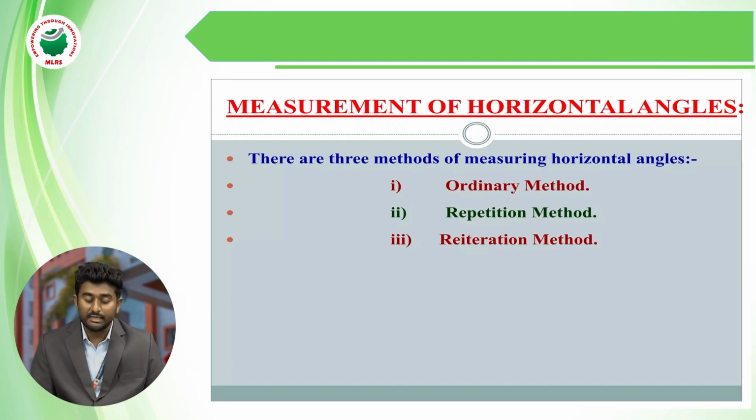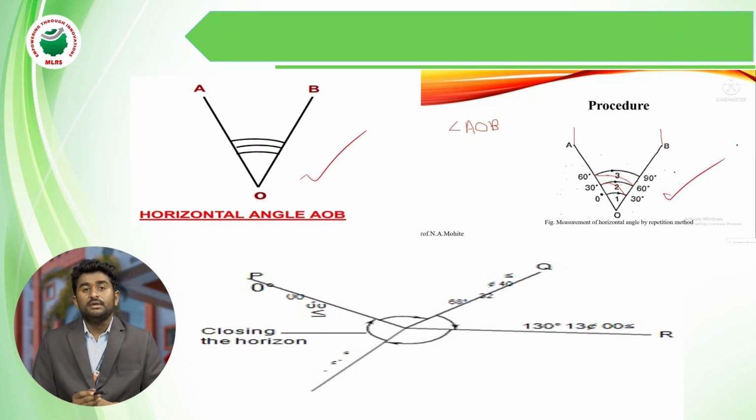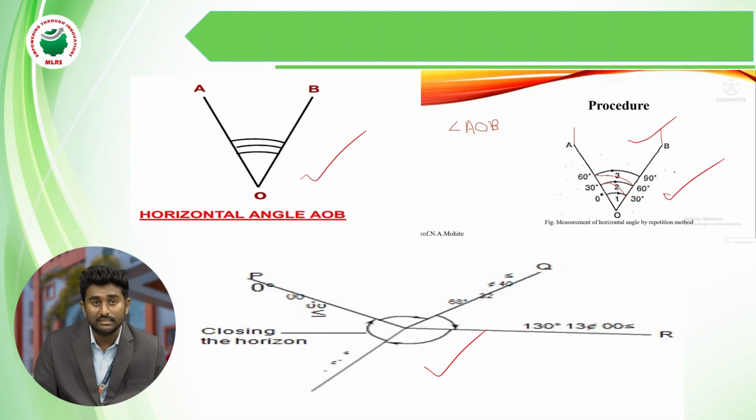Next, the measurement of horizontal angles. There are three methods used in theodolite surveying. First one, the ordinary method. Second one, the repetition method. Third one, the reiteration method. These are the horizontal angles measured using theodolite surveying. This is the repetition method diagram. Next, coming to the reiteration method of theodolite surveying. These are the three figures used in theodolite surveying.